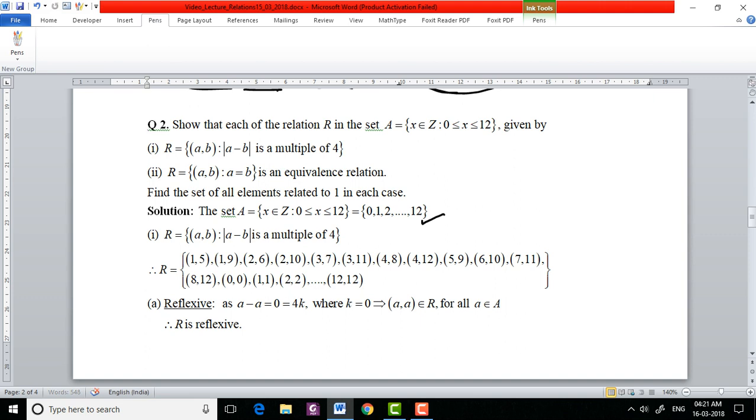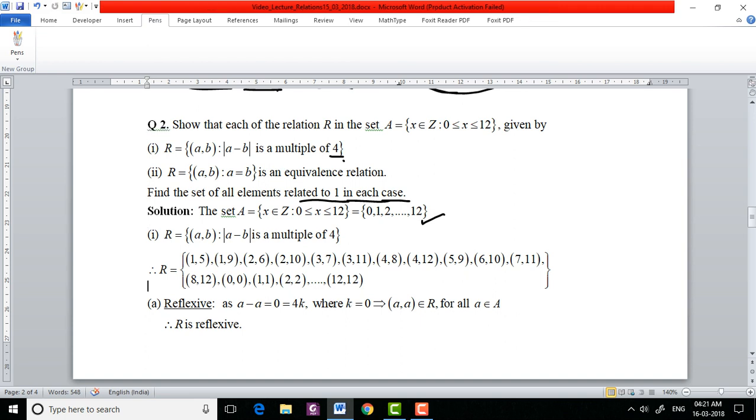Now the relation is defined as R equals (a, b) such that a minus b is a multiple of 4, as we have discussed in the earlier question. In this case we are particularly dealing with the number 4. Another relation we are defining on the set A itself is (a, b) such that a is equal to b, and we need to check whether each is an equivalence relation, and if it is, find the set of all elements related to 1 in each case.